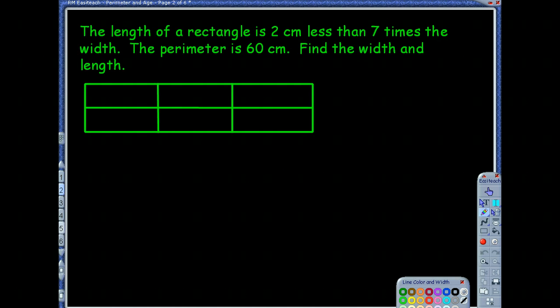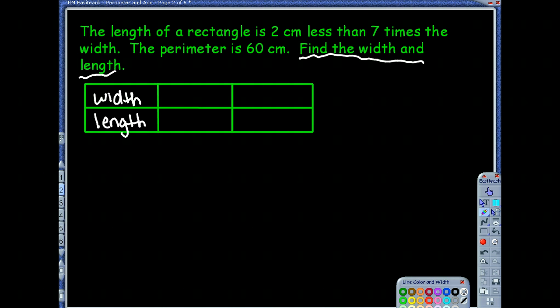Okay, so let's take a look at a word problem with perimeter. Notice that they've talked about the length of a rectangle is 2 centimeters less than 7 times the width. And the perimeter is 60. Find the width and the length. Well, right there they tell us what we want to find. Find the width and the length.